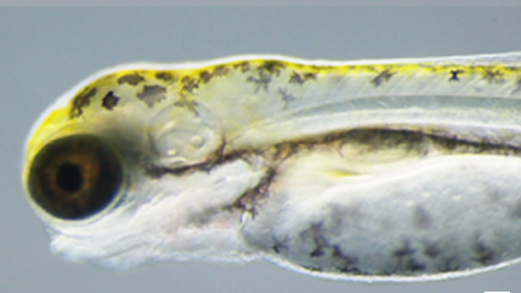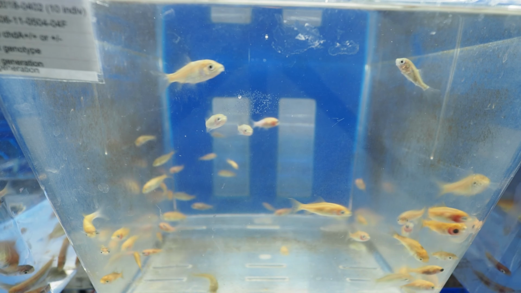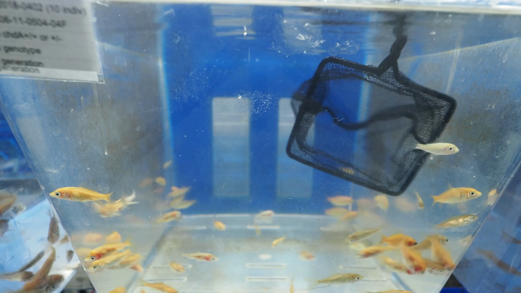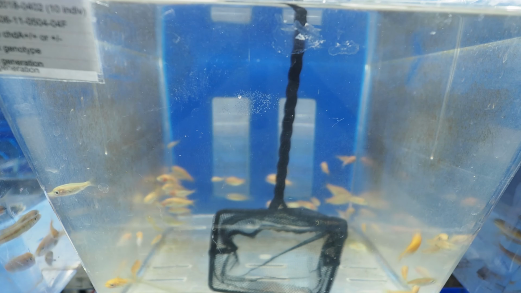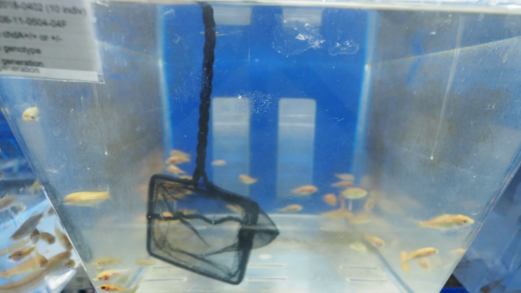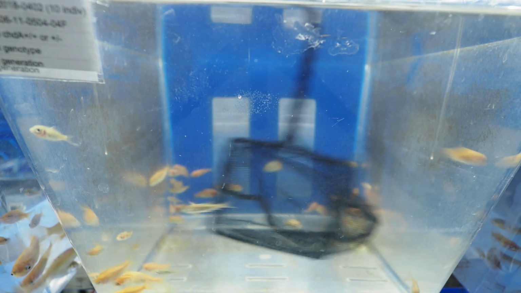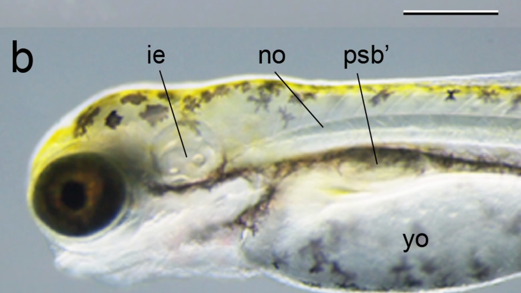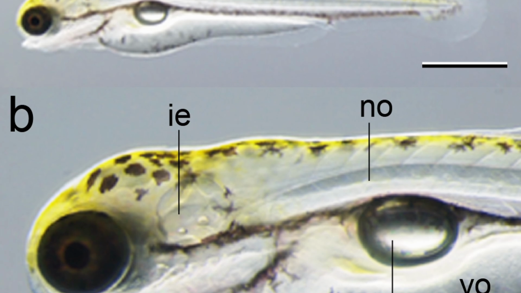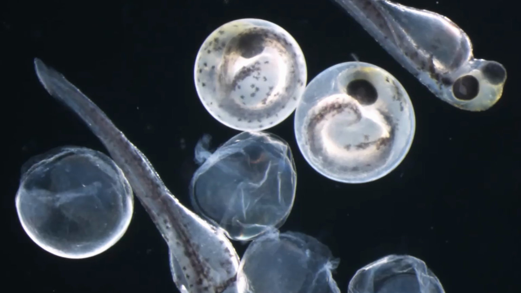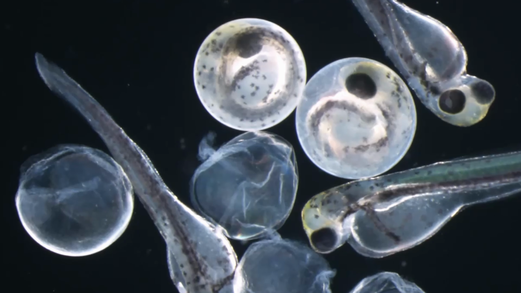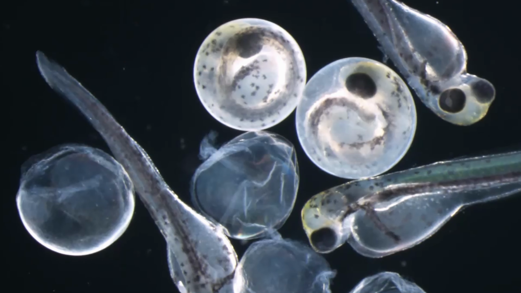There are two main ways to observe live fish. One way is to keep the fish in groups and take periodic photographs. By observing and photographing a large number of fish multiple times, we can estimate the timing of the appearance of various tissues and organs. However, unlike embryos inside eggs, hatched goldfish larvae and juveniles swim freely.